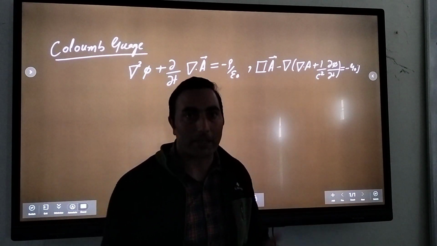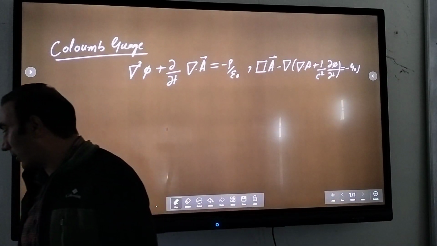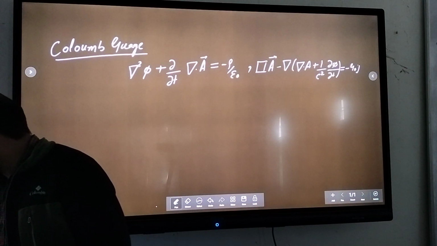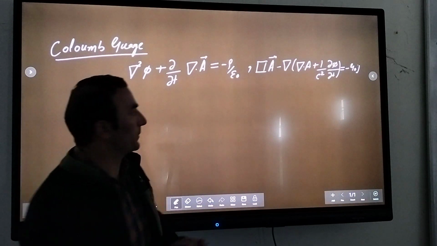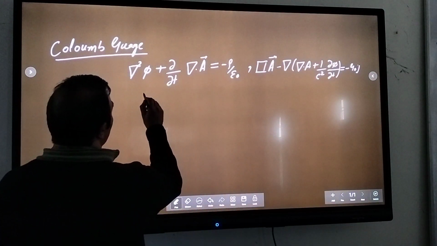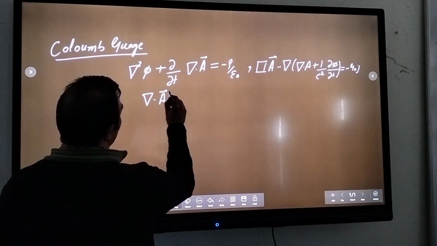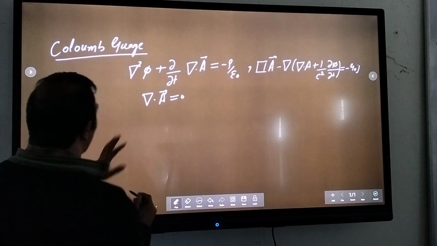So to separate them, we are using some condition that is called gauge condition, or you can say that we impose what is basically called the Coulomb gauge. So Coulomb gauge is basically, if we impose that nabla dot a vector should be equal to 0. Okay. So what does this indicate?